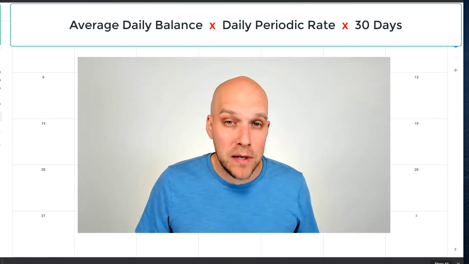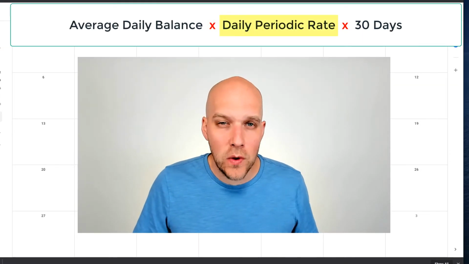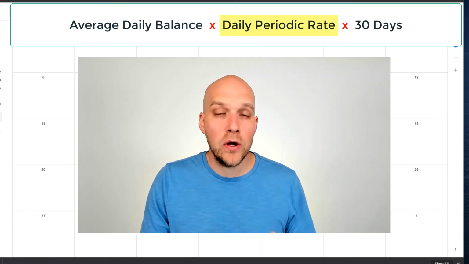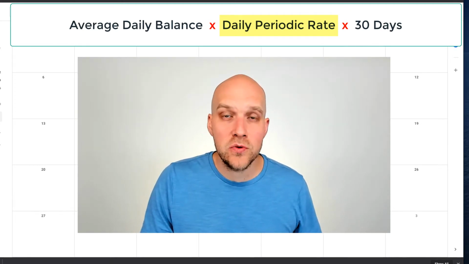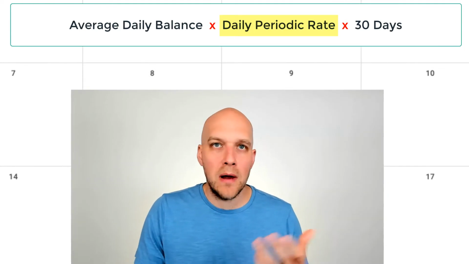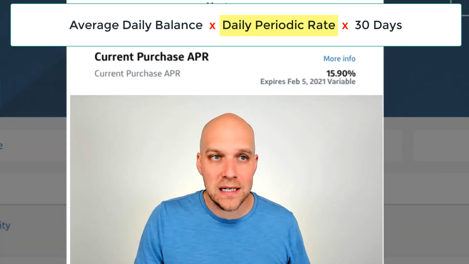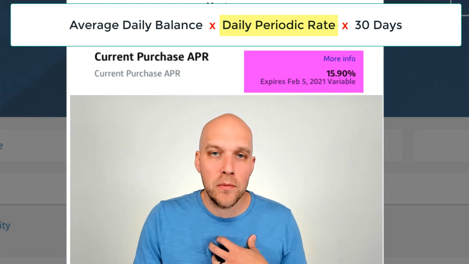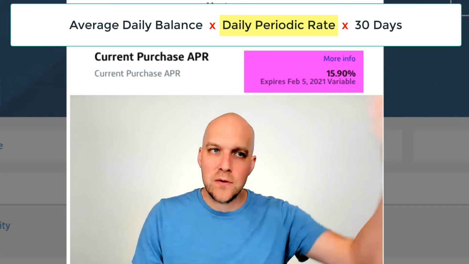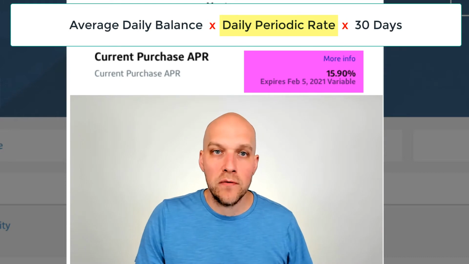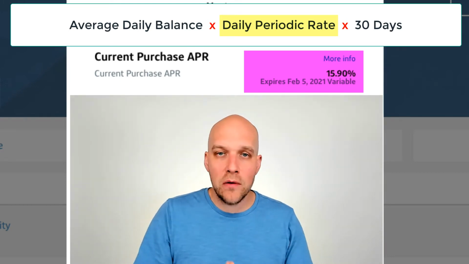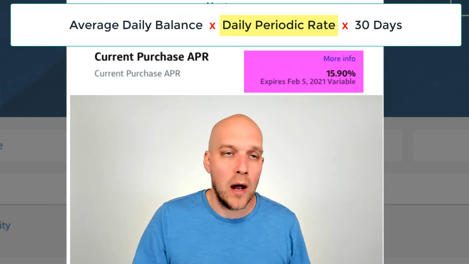Now the daily periodic rate. This isn't too hard to figure out, but if you're unsure, what you want to start with is trying to figure out what your APR is, your annual percentage rate. If you log into your credit card, in my particular case, I have Capital One, and look at the details, you can see that I have a 15.9% variable rate. It's variable because it will actually change, in my particular case, February 5th. Mine actually used to be higher and I got it lowered, which at the end of this video, I will share a video on how to lower your APR on your credit card.